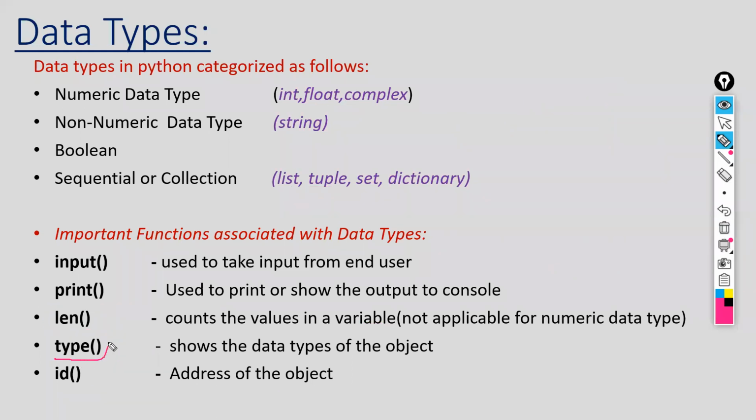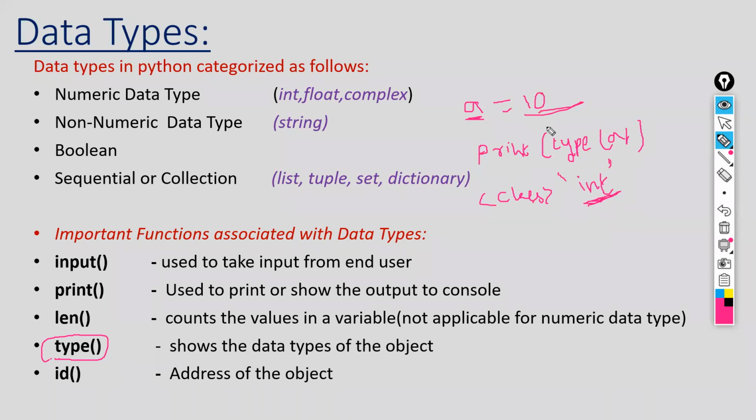And type. Type is nothing but data type. For example, a equal to 10. I want to know the data type of a. So simply print type of a. It gives class int. Int is nothing but integer, a whole number.